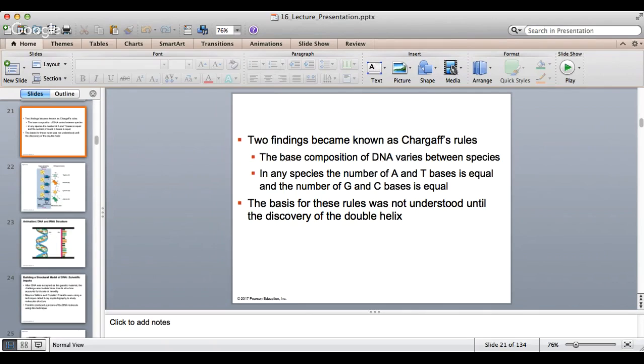So we're still kind of understanding it at this point. We're still in the 1900s. We're still trying to get this all squared away. But we did understand that DNA was varying between species and that A always went with T and C always went with G. And those amounts were always equal. They had to kind of balance each other.